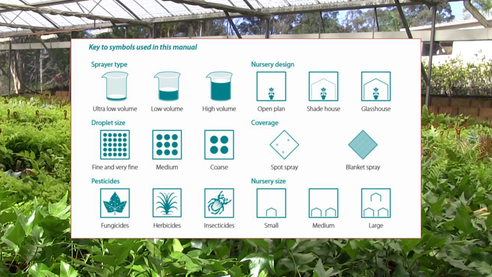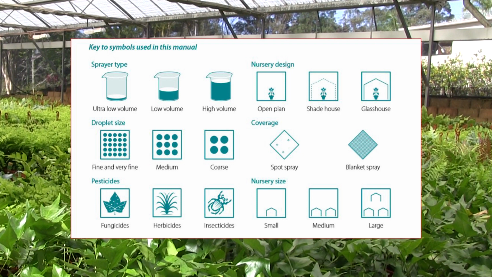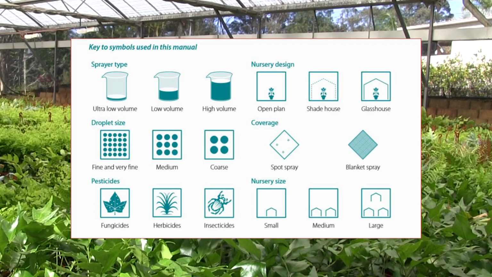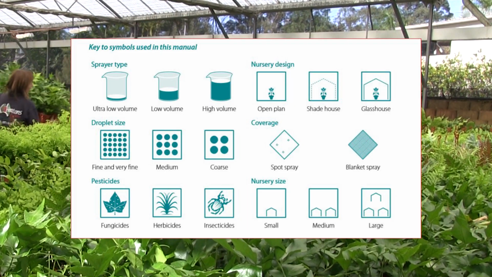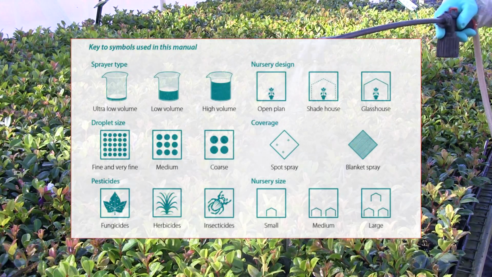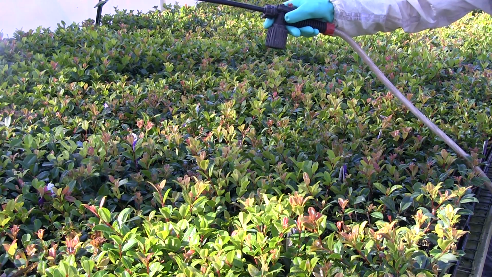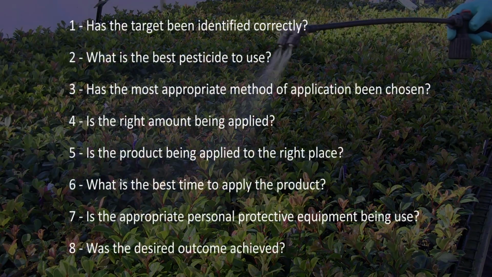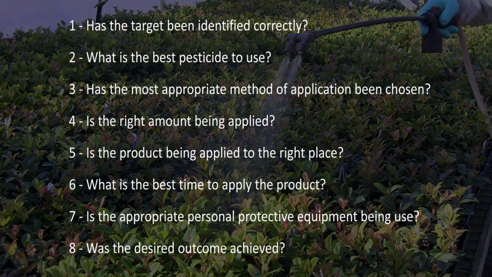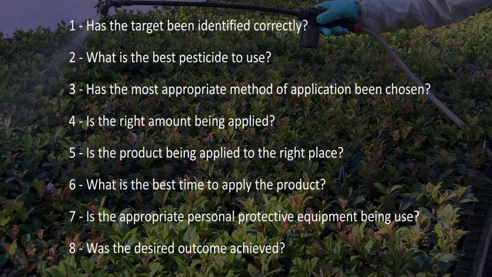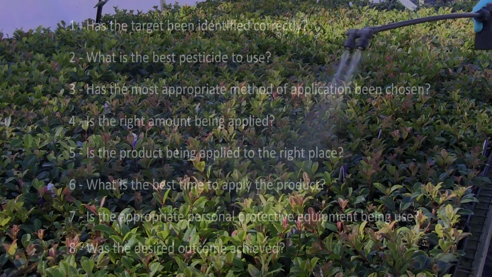This includes pesticide types, droplet size, nursery design, expected coverage and nursery size that may be suitable for each type of application equipment. There are several steps to a pesticide best management application program that must be considered. First, has the target been identified correctly?